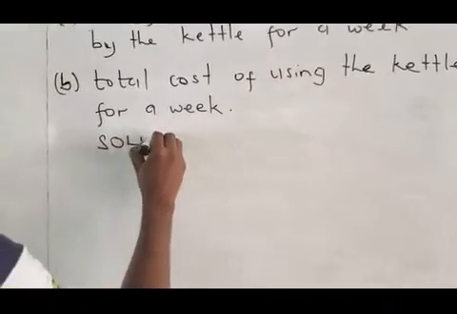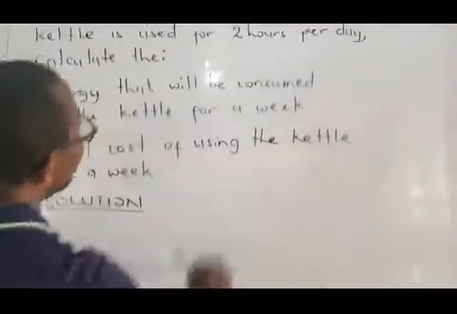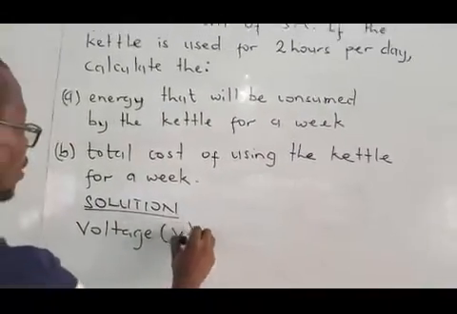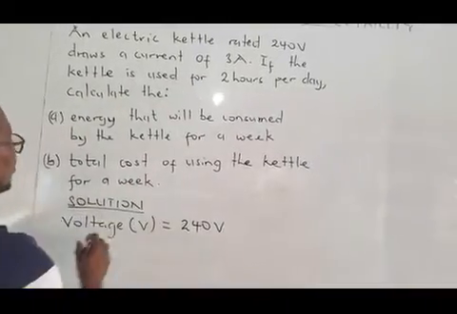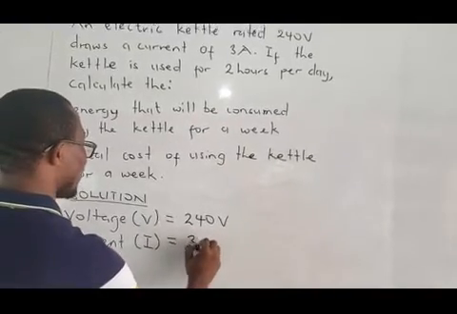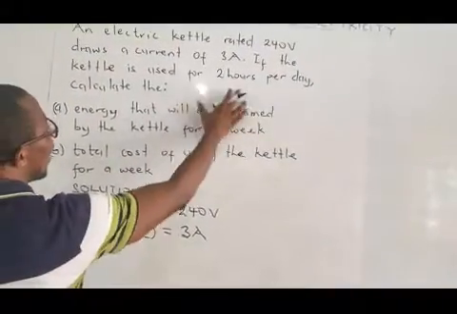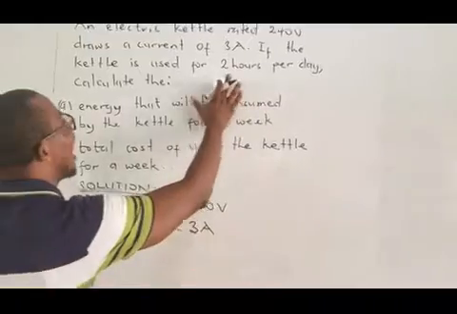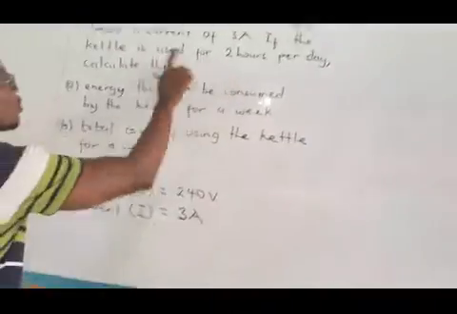Let's look. From the question, we have 240 volts, which represents the voltage. So the voltage V is equal to 240 volts. The kettle draws a current of 3 amperes. So that's the current, I, equal to 3 amperes. If the kettle is used for 2 hours per day, this is the time that the kettle is used for each day. So every day, the kettle is used for 2 hours.